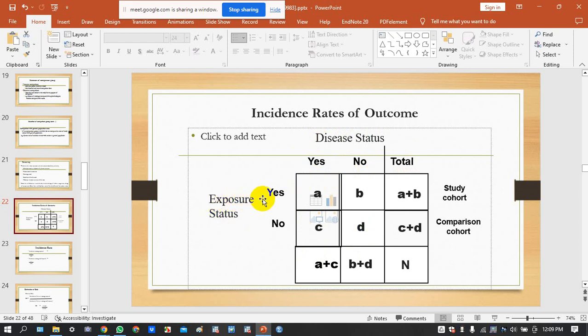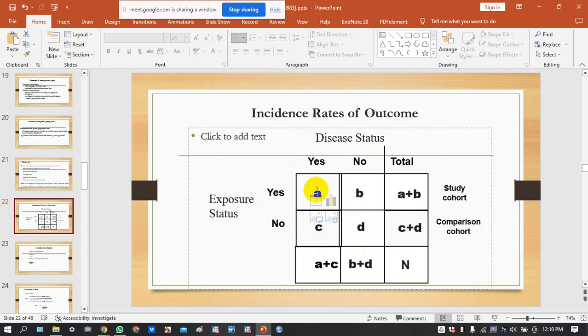Then those who had the risk factors, like those who were smoking and had lung cancer, we have what? This horizontal axis, the row, A and B. And those who were not having the risk factor, they didn't smoke, they didn't drink alcohol, they are C and D. So we have those with the disease and those without the disease, those with the exposure status, and those without the exposure status on the vertical axis.